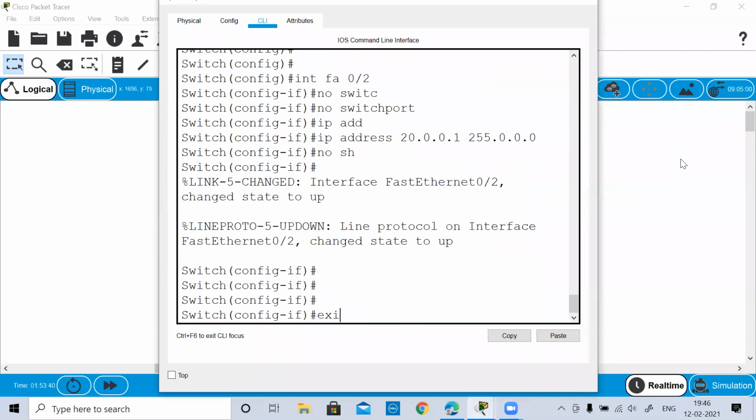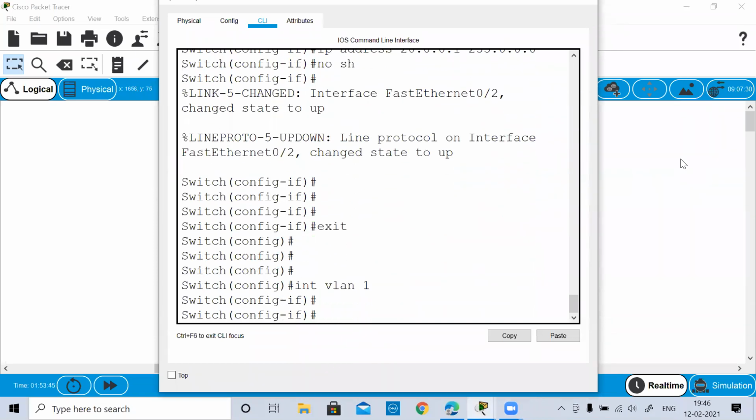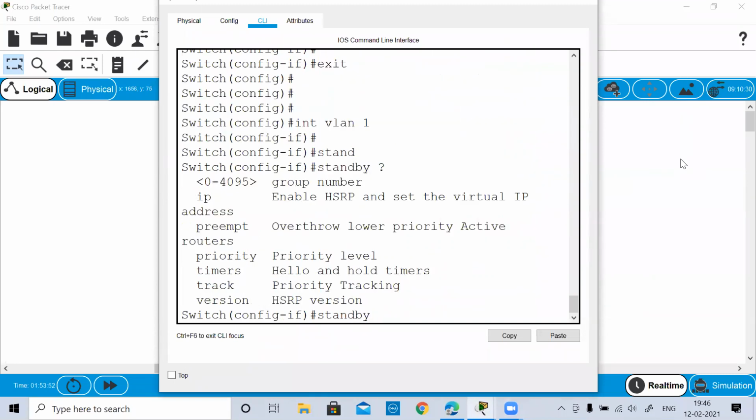You will go to your interface. Okay, to configure the HSRP, you have to go to the interface and write the command standby, followed by a number, the standby group number. There is information: group number, IP, preempt, priority, timers, version. There are two versions in HSRP, version 1 and version 2. So you give the number first, followed by IP, and which IP you want to configure as a standby IP when the default IP goes down.